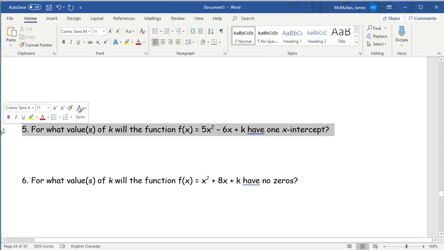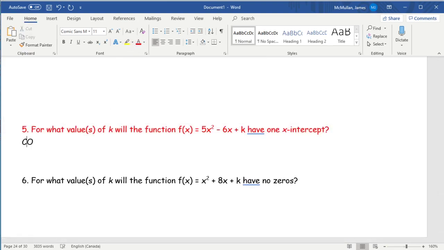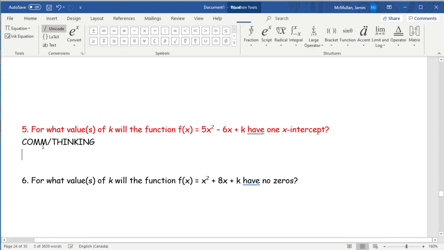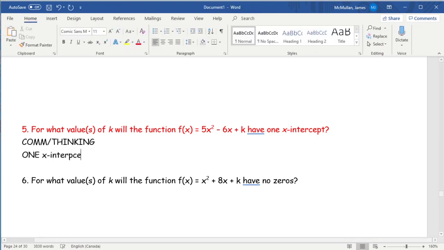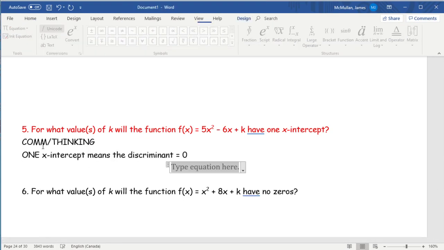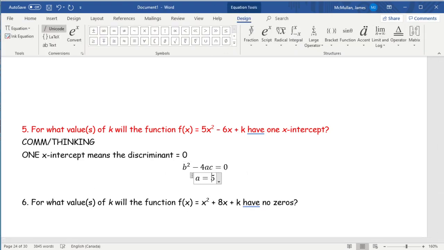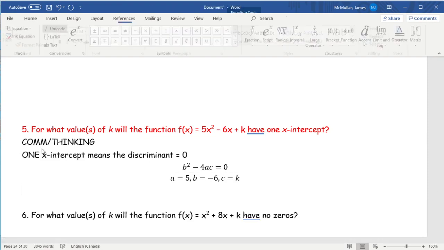Okay, here's a really good question for your communication. This is communication thinking. I always ask questions like this. It says, for what values of k will the function have 1 x-intercept? You should know that 1 x-intercept means the discriminant is equal to 0. Therefore, b squared minus 4ac equals 0. A in our question is 5, B is negative 6, C is just k. We don't know what it is, right?